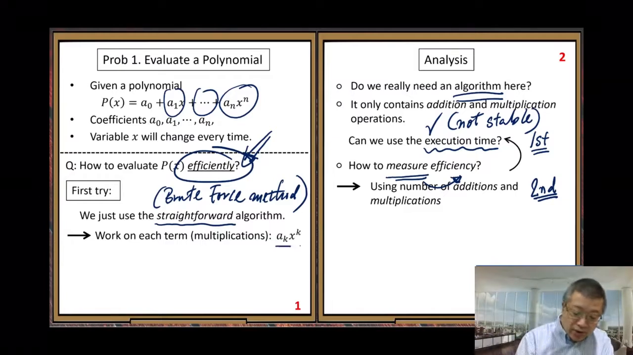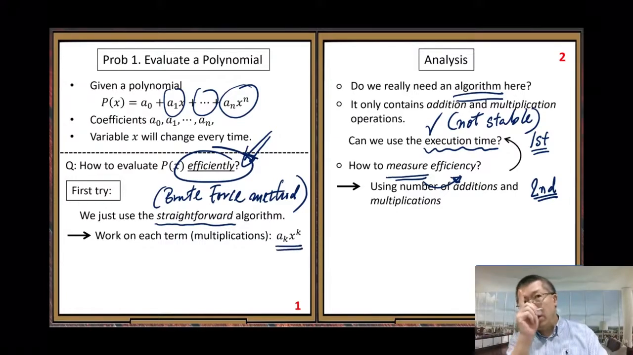This is a good representation for a typical term: a sub k times x to the kth power. To evaluate this value, we only need to do multiplications. But the question is, how many multiplications do you need for this evaluation? Think about that.